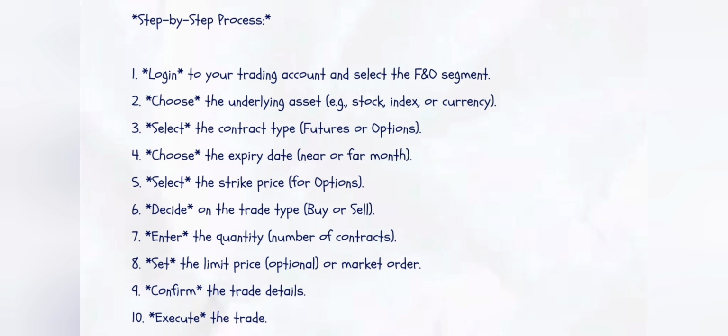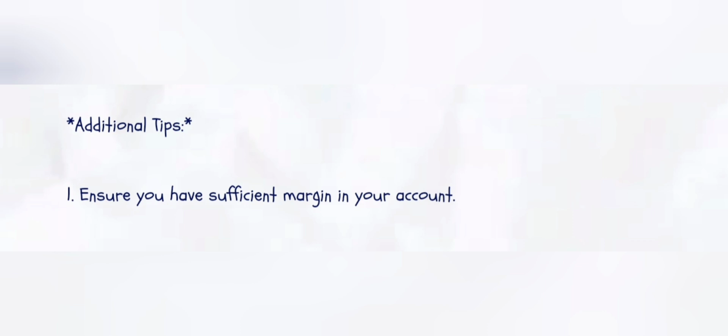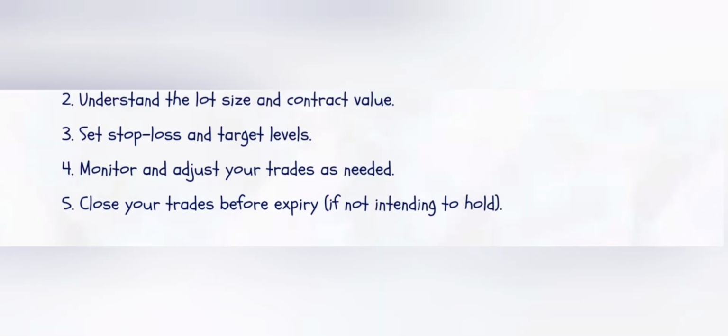Additional tips: 1. Ensure you have sufficient margin in your account. 2. Understand the lot size and contract value. 3. Set stop loss and target levels. 4. Monitor and adjust your trades as needed. 5. Close your trades before expiry, if not intending to hold.